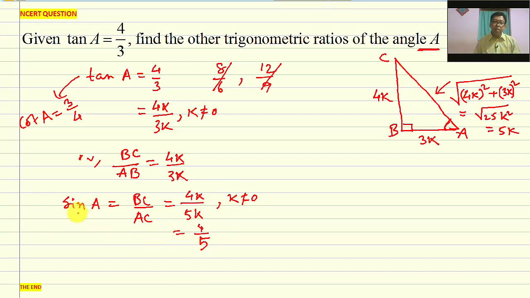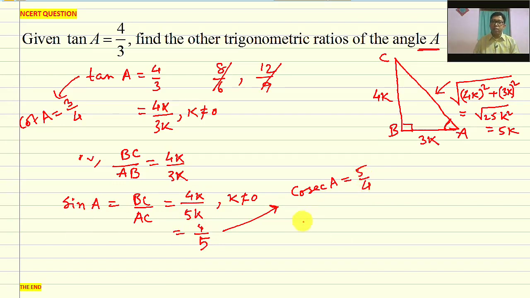Now since sin A is equal to 4 upon 5, from this one you can find cosec of angle A, this is 5 upon 4. Since sin A and cosec A are reciprocal to each other, if sin A is equal to 4 upon 5, then cosec A is obviously 5 upon 4.